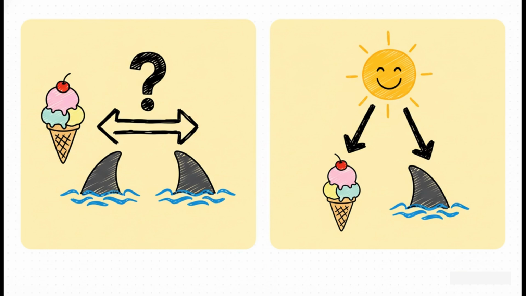You've probably heard the classic example, right? Ice cream sales and shark attacks both spike in the summer. Does eating ice cream make you more attractive to sharks? No. A third thing, hot weather, causes both. More people swim and more people eat ice cream.